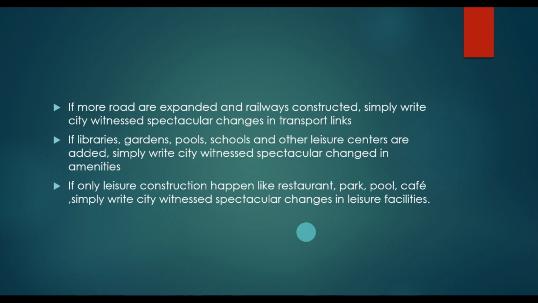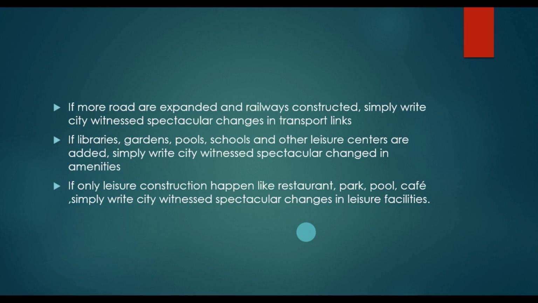So after you ask these questions, if more roads are expanded and railways constructed, then simply write the city witnessed spectacular changes in transport links. Or you may write in your own language, but you need to include transport links. In case libraries, gardens, pools, schools, and other leisure centers are added, then you need to write amenities.